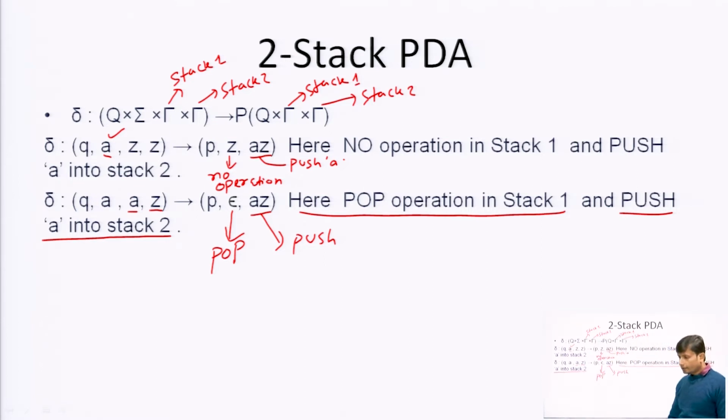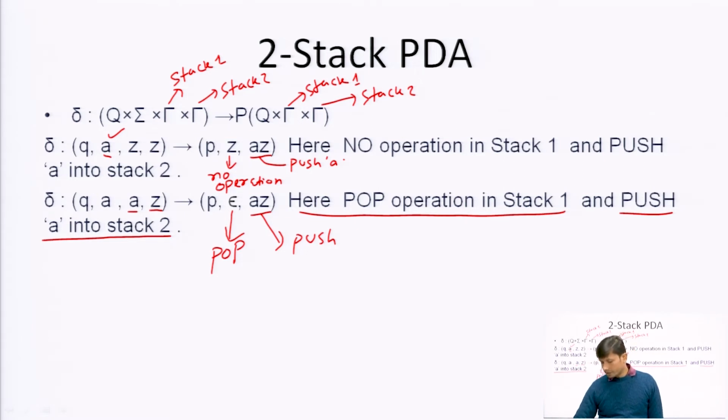So whatever the top symbol in stack 1 is, that will be popped, and whatever the input alphabet is will be pushed into the stack. These are the example transitions we have taken. Here you see it, this is pop and push, but the pop and push are in different stacks, stack 1 and stack 2. For a single input alphabet we can do a push operation, pop operation, any operation, or no operation, but this should be on a different stack.